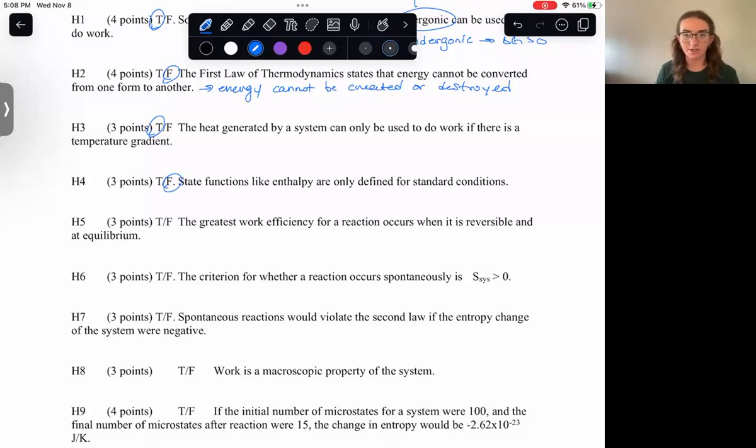You can have non-standard conditions, and those would just result in different H values, different S values, whatever you're working with, but those are still state functions. So they would still only matter at the start and the end of that reaction, and it does not matter what pathway you take to get there. So that state function still applies no matter what. If it's a state function in one case, it'll be a state function in another case. And state function means it's path independent.